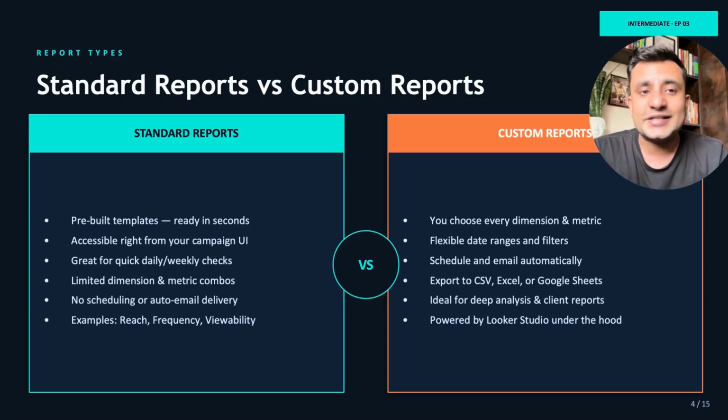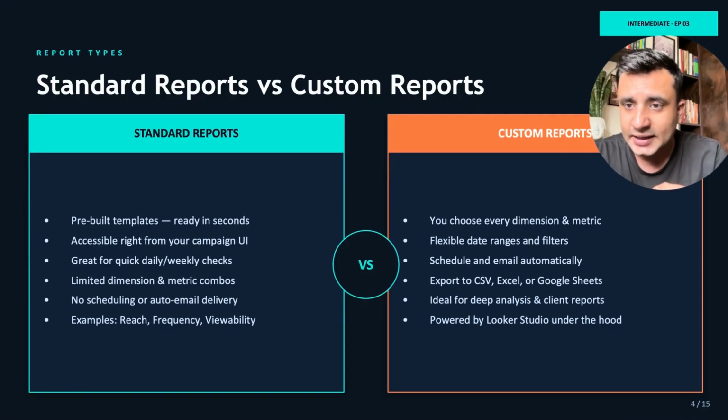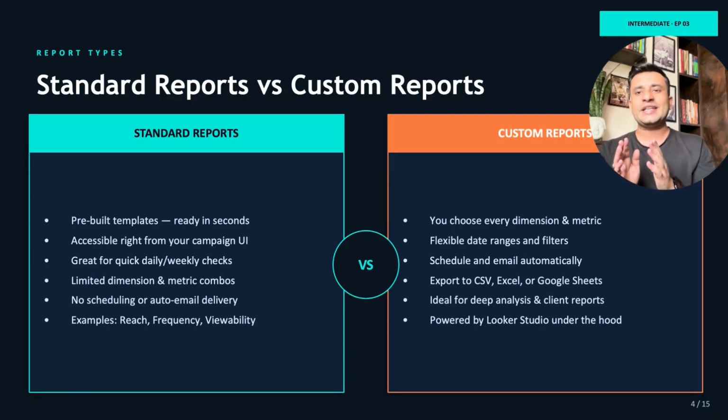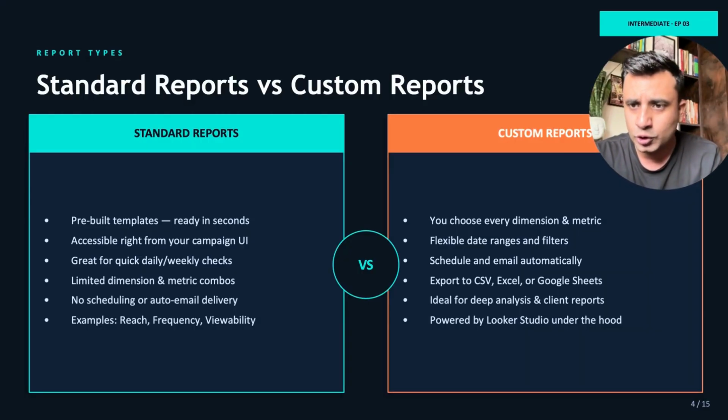Now, what are standard reports and what are custom reports? Standard reports are pre-built templates. It's like using Canva. You directly click on the template, be it a pacing template or a time of day template. So there are some pre-created templates in the DV360 reporting UI. You directly click on them and then you can download reports as per your own campaign or line item, whichever level you're downloading these reports for.